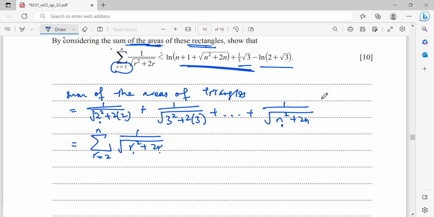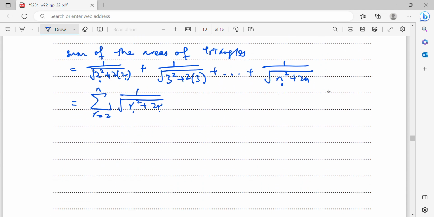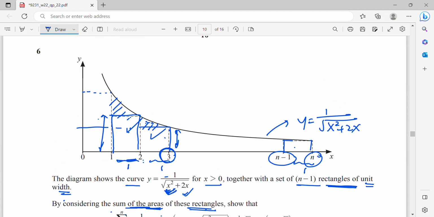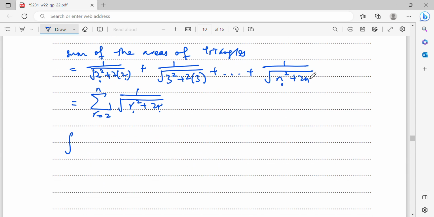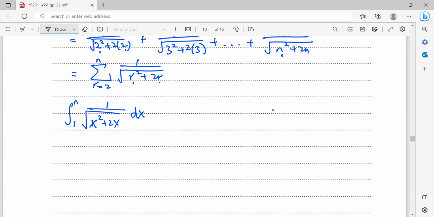Now to get the area under the curve, we need to do integration. So integrate your area starting from x is 1 over here until n. So 1 until n, the graph y dx. Now when you need to solve this integration, since there is a square root in the denominator, we need to complete the square.